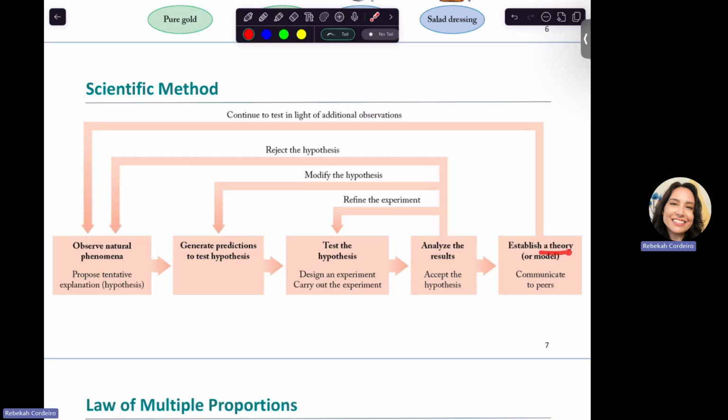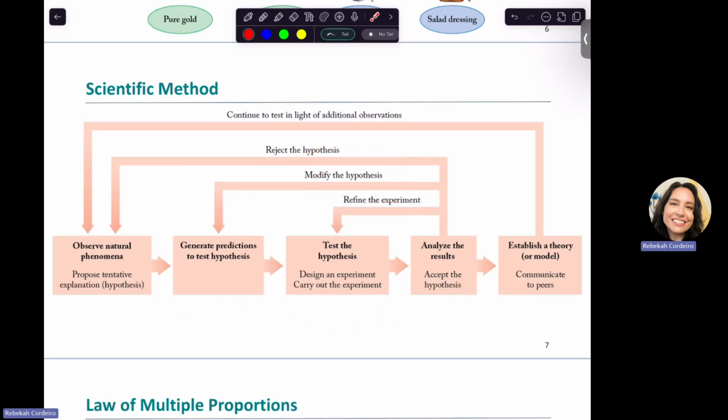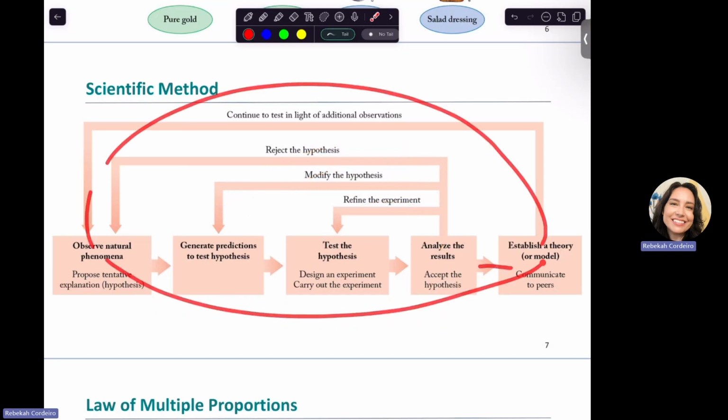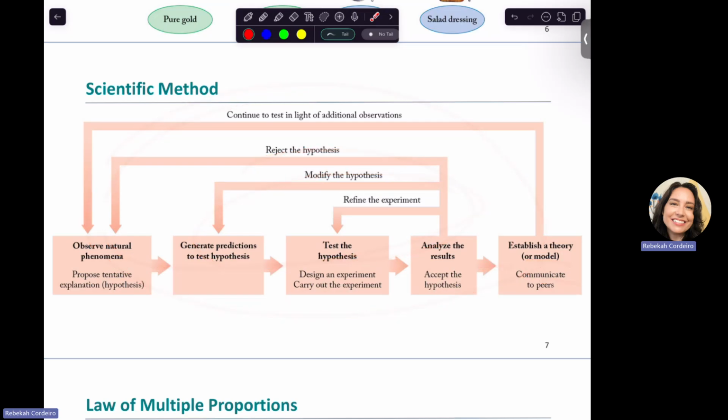A theory is not just a thought, just an answer, just a guess. A theory is actually a hypothesis that has been tested over and over, rejected, modified, and refined, to then be tested again and again and again before you even get to call it a theory or a model.